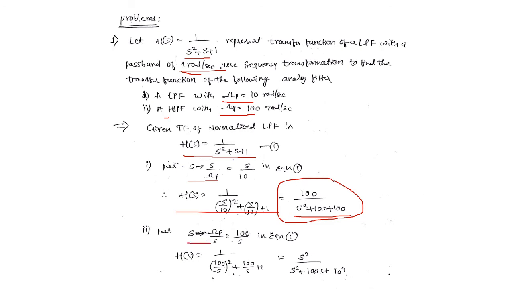Now s is equal to omega p by s, that is, omega p value is given, that is 100 by s. So substitute s equal to 100 by s in equation 1. So we will get h of s equal to 1 upon (100 divided by s) whole square plus 100 by s plus 1. Simplify this, we'll get h of s equal to s square divided by s square plus 100s plus 10 raised to 4. So this is the transfer function of the high pass filter with omega p equal to 100 radians per second.